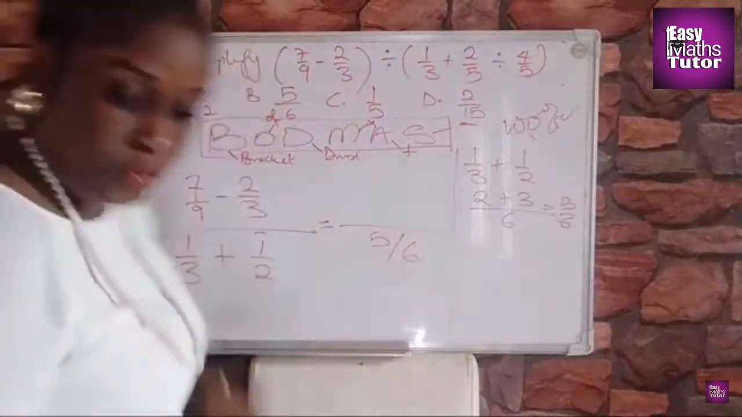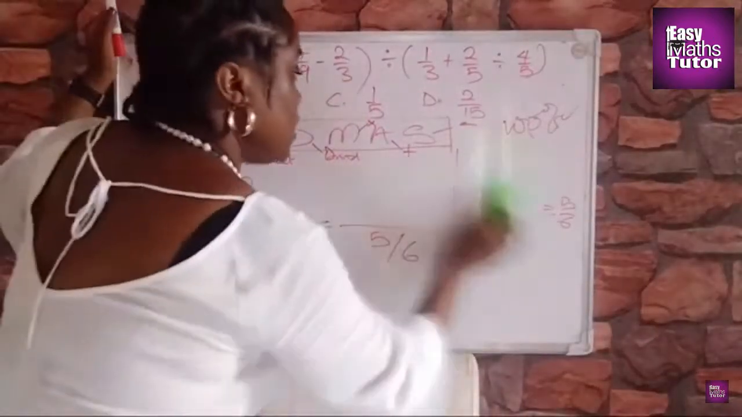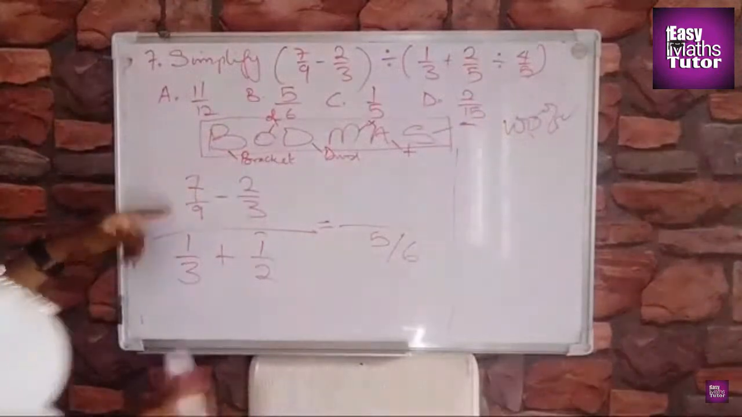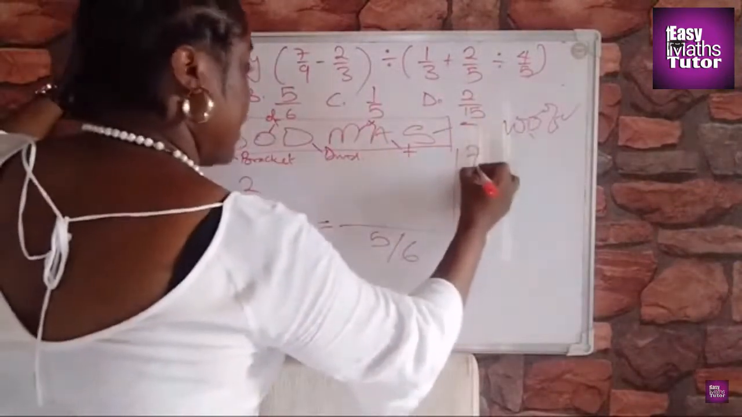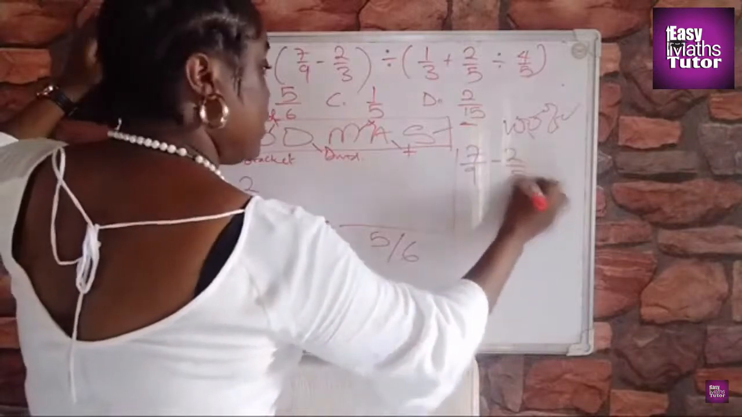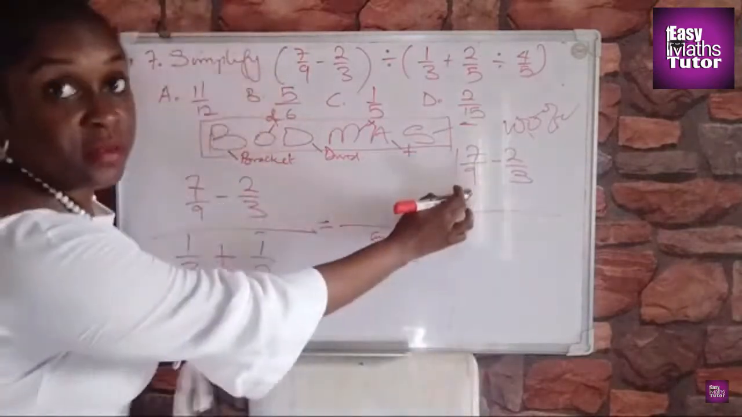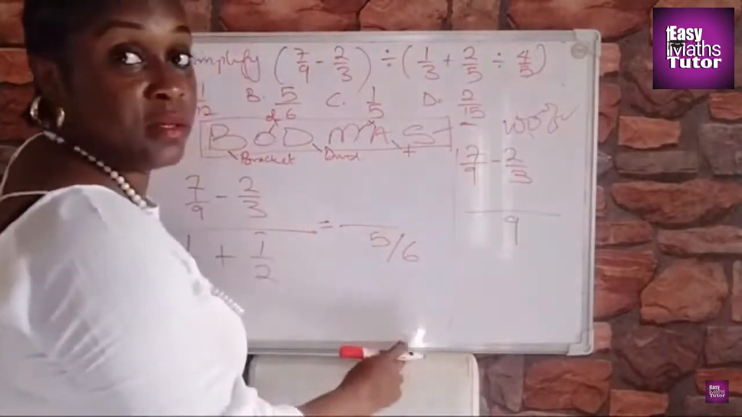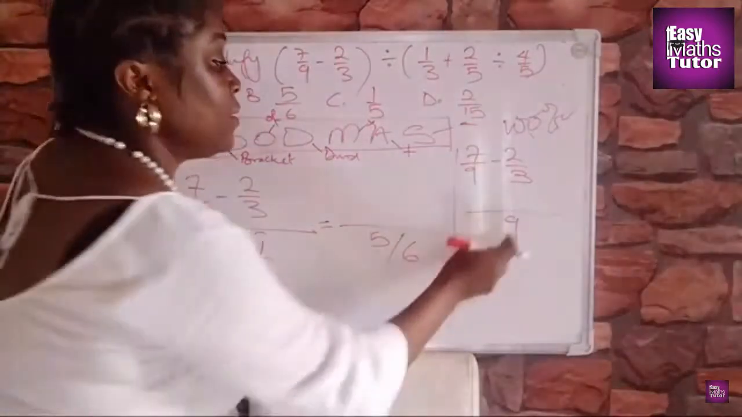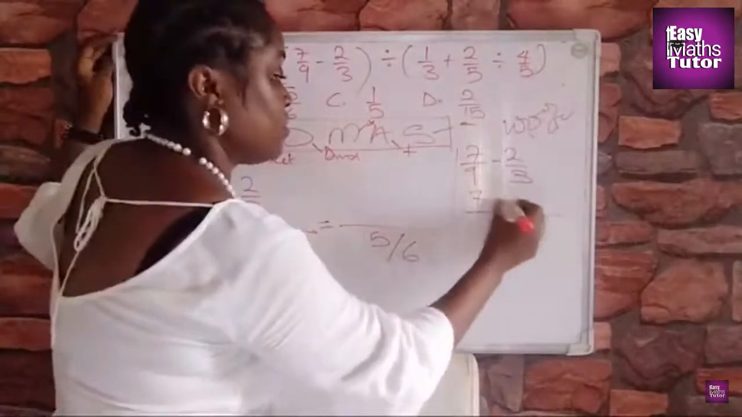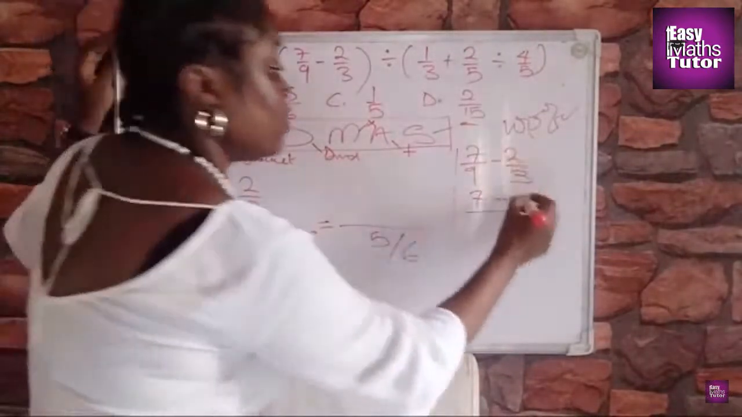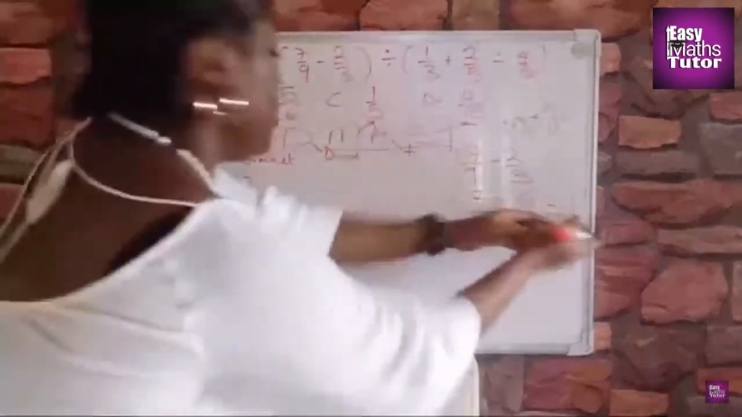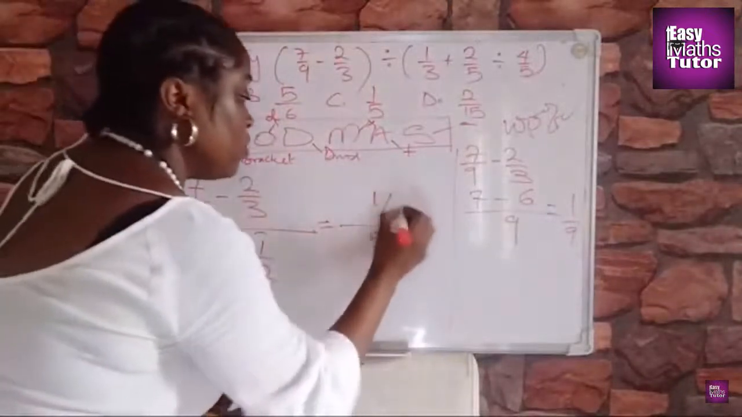So let's tackle this one quickly. So we're going to say 7 over 9 minus 2 over 3. The common denominator, the LCM of this will be 9 because it's already a multiple of 3, right? 9 divided by 9 is 1 times 7. 9 divided by 3 is 3 times 2, 6. Giving us 1 over 9. So we'll move this 1 over 9 and put it in the numerator, giving us 1 over 9.